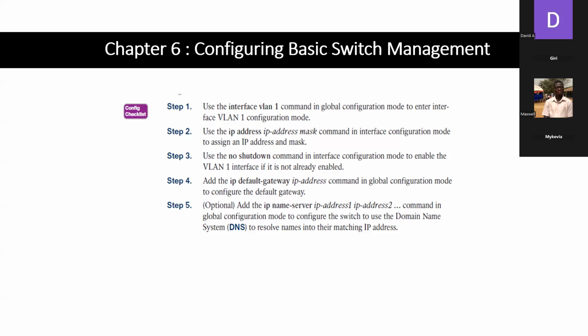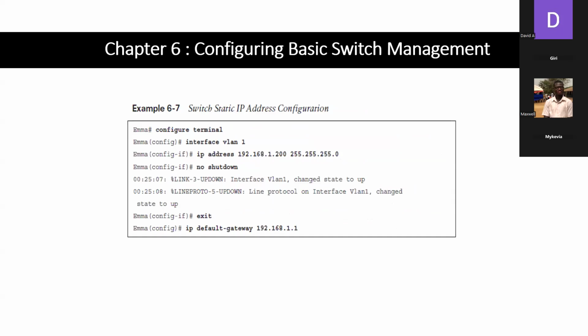Some switches have that option, or we can go to global configuration mode and add ip default-gateway and the IP address, and it'll configure that default gateway. Or we can do ip route 0.0.0.0 0.0.0.0 and of course that next hop, and you'd be good to go. Of course, step five, we add that DNS server so it can resolve names to their matching IP address. So you can configure all of this on the switch, because now, after you configure the switch with an IP address, it is now a host. Okay, here's an example of how to configure IPv4 on that switch. This is how it looks.